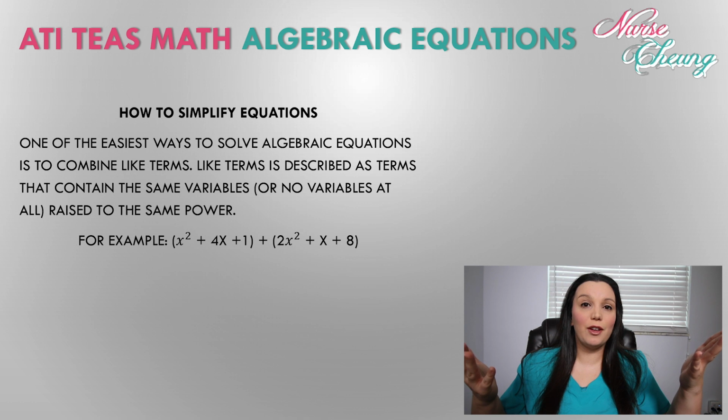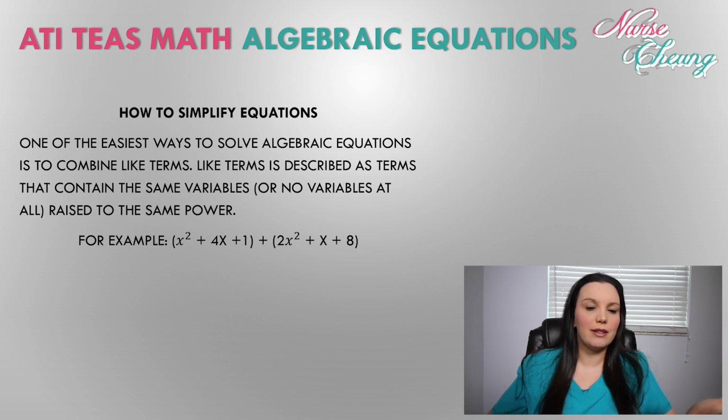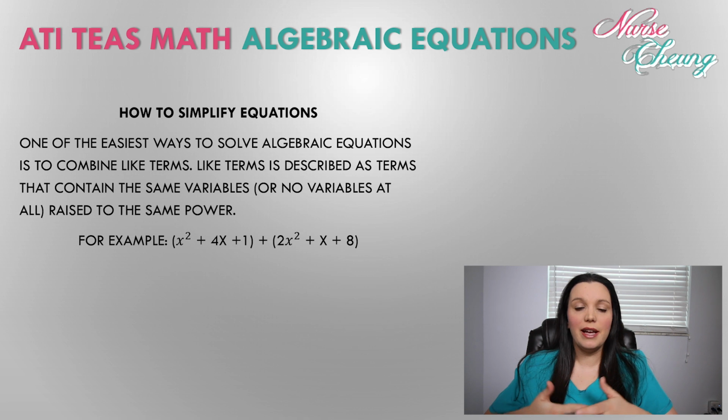So to begin with algebraic equations on the ATI TEAS, we're going to start by simplifying equations. Now, one of the easiest ways to simplify an algebraic equation is to combine like terms. Like terms are described as terms that contain the same variables or no variables at all, raised by the same power. So let's take a look at this example that I have below.